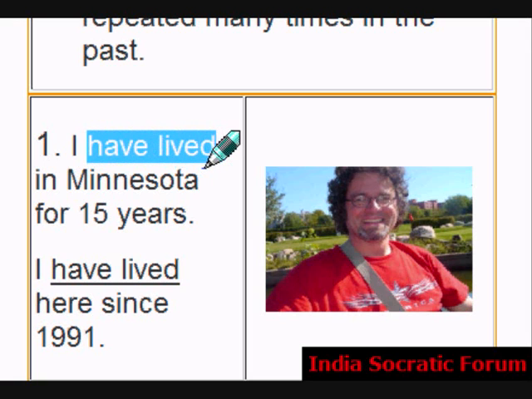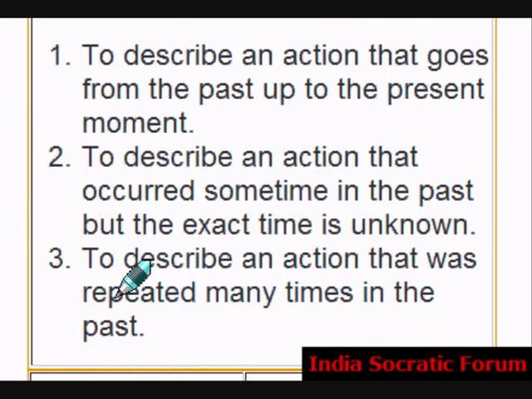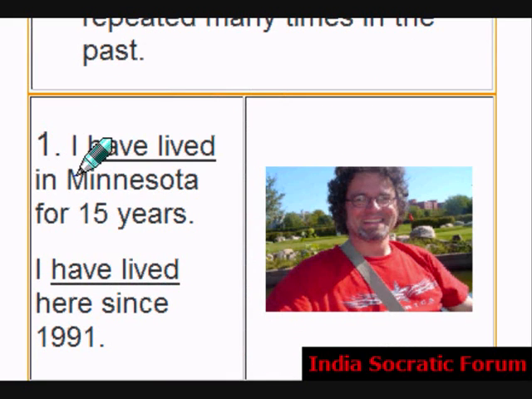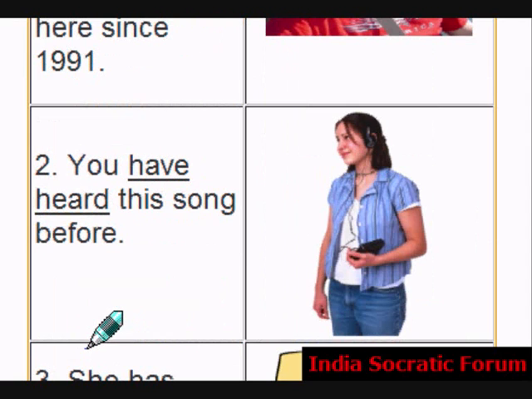Have lived is the present perfect tense. Okay. I have lived in Minnesota or Mumbai for 15 years. I have lived here since 1991. That occurred in the past, right? You have heard the song before.